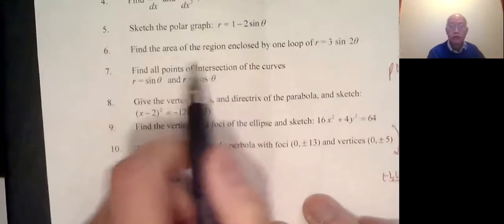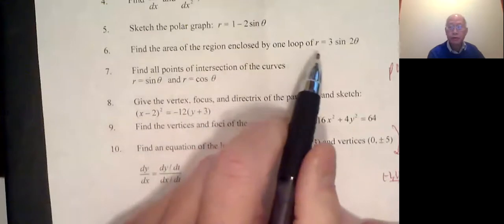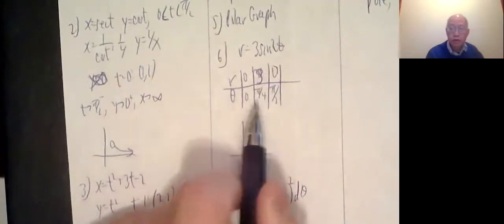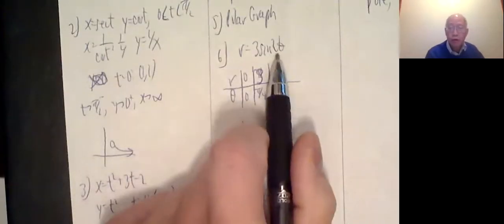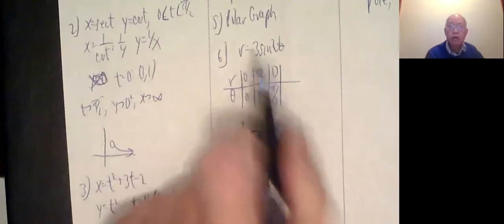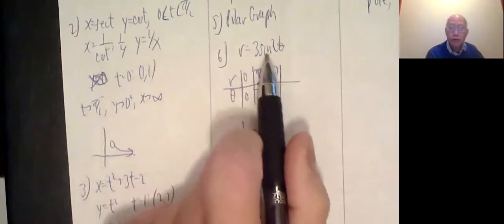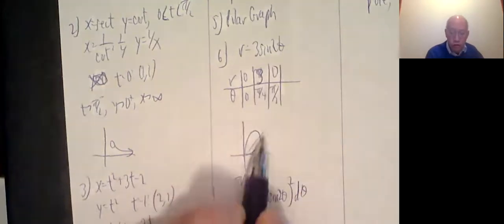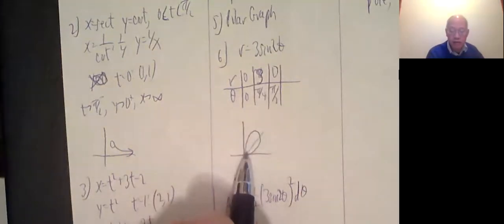Okay, number 6, you don't need a polar graph, but you do want a quick graph. Find the area of the region enclosed by one loop of r equals 3 sine 2 theta. So a quickie graph, I just said what happens at 0. 0 gives me 0. Pi over 4, if I plug in pi over 4, I'm doing the sine of pi over 2, which is 1. 1 times 3 is 3. Pi over 2, I'm taking the sine of pi, which is 0. Okay, so between 0 and pi over 2, I get one loop. Goes like so, and we're asked just for one loop.